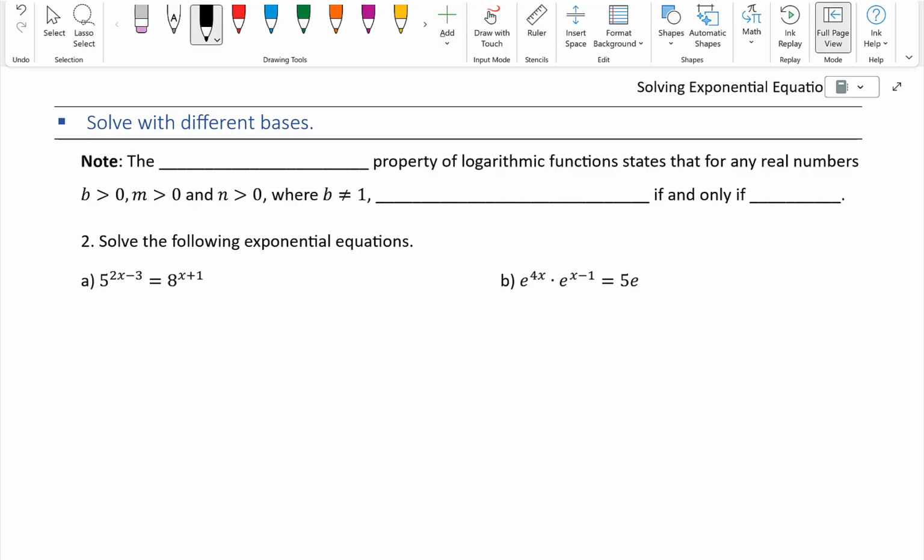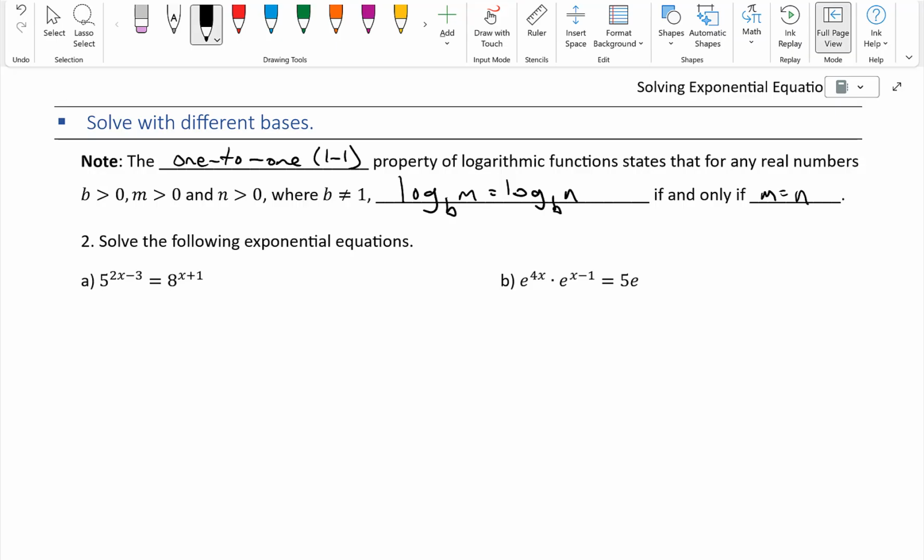As we move to solving with different bases, we need a property for logs. So we have the same thing. I'll write it out. The 1-to-1 property of logarithmic functions states that for any real numbers b greater than 0, m greater than 0, and n greater than 0, where b is not equal to 1, we get that log base b of m equals log base b of n if and only if m equals n. Again, it's an if and only if statement that's going to work in both directions, and we will use it in both directions.